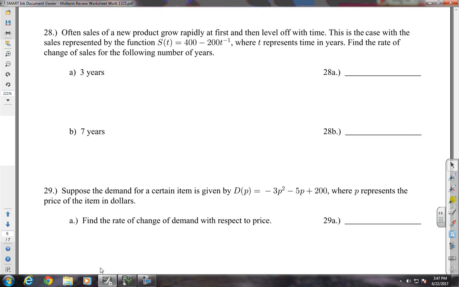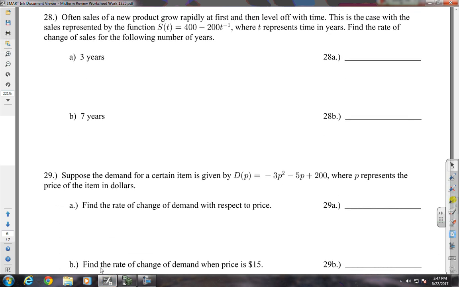All right, you have arrived at the last page of your midterm review. Problem number 28 says, often sales of a new product grow rapidly at first and then level off with time.